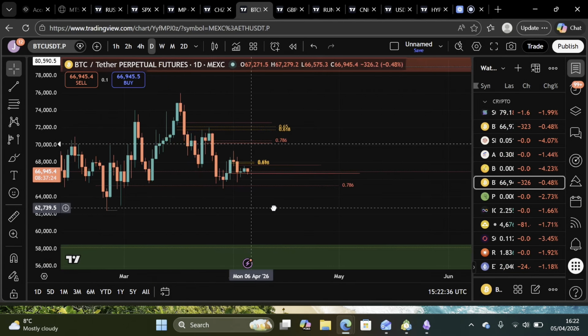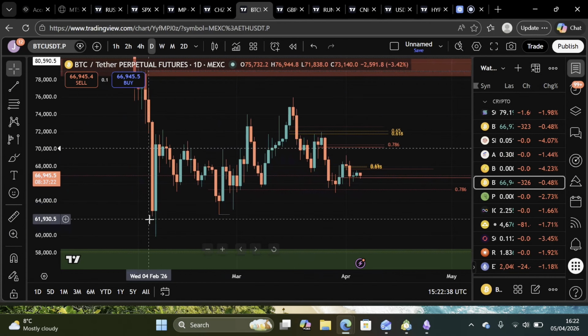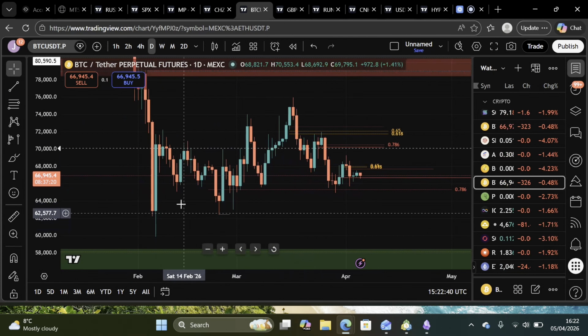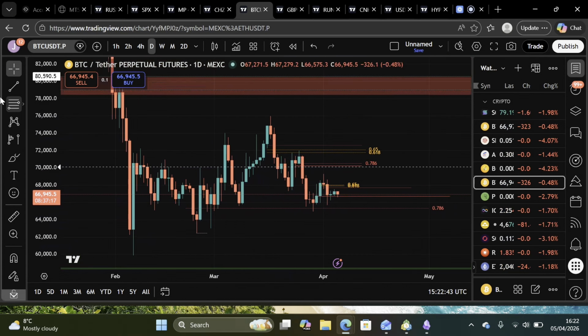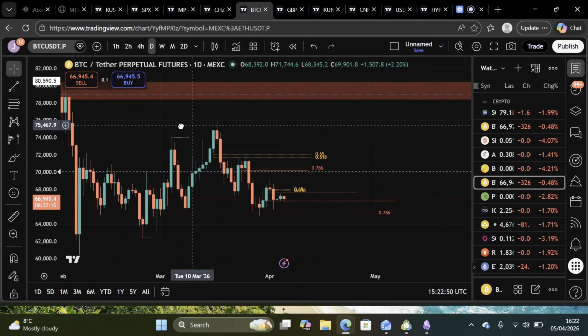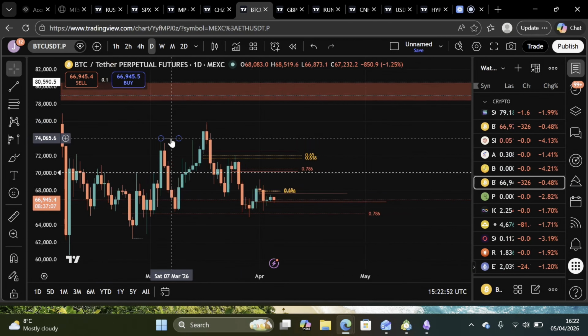Since the start of basically February, we've had a lot of consolidation with Bitcoin. Overall, we are closing past previous swing highs. So like we have a previous swing high here. So that's kind of nice to see. Candle body close past previous swing high in the daily chart.